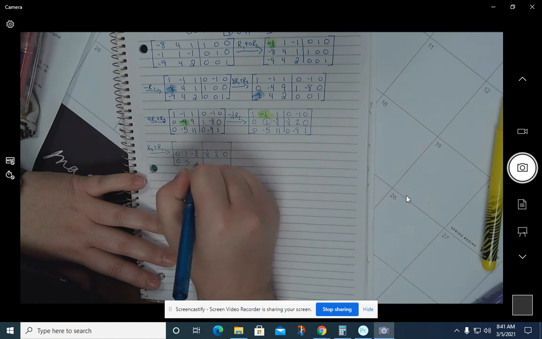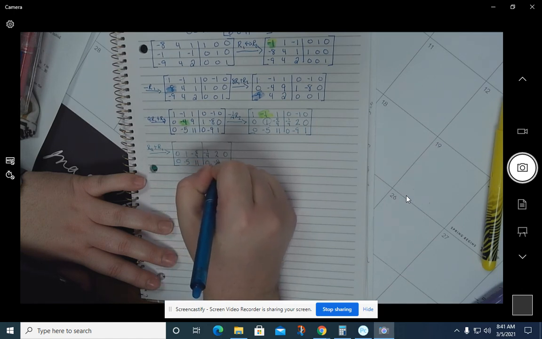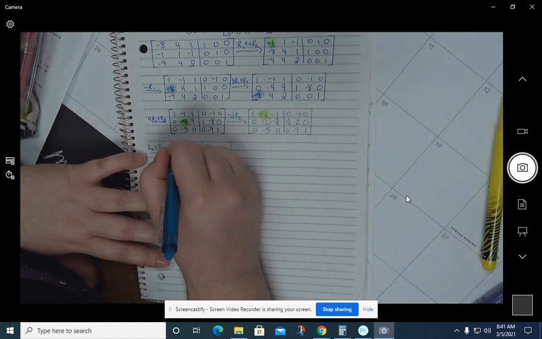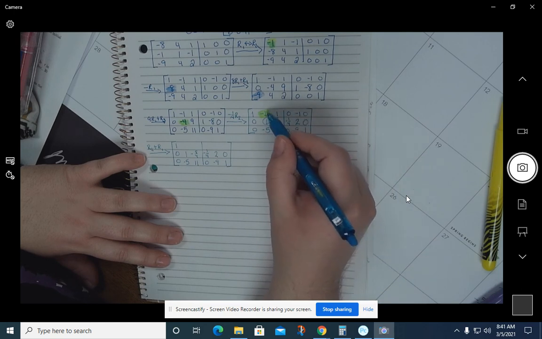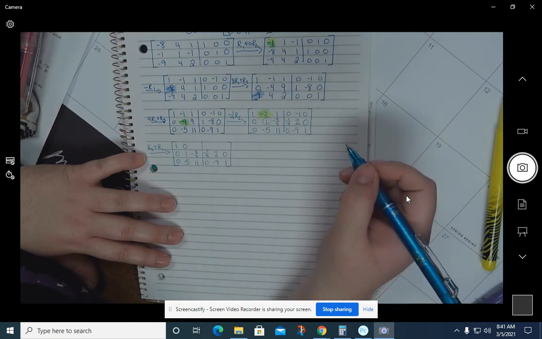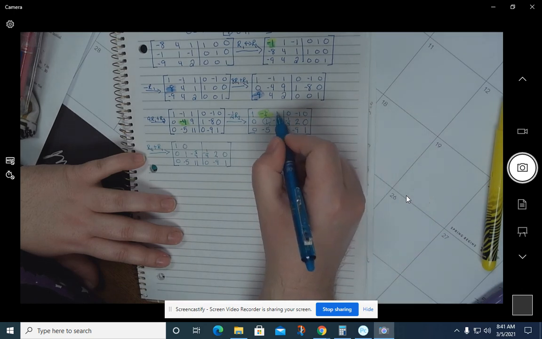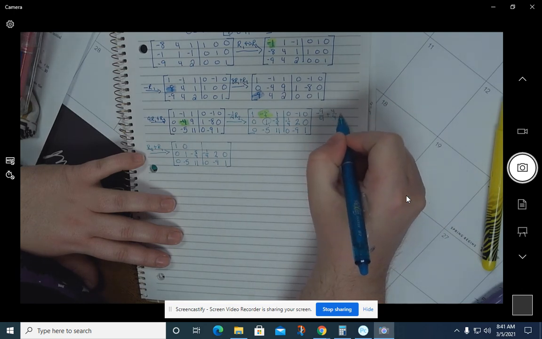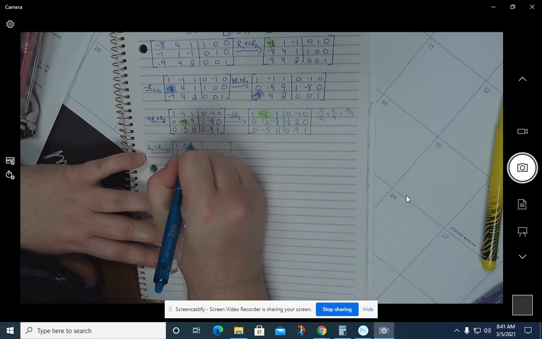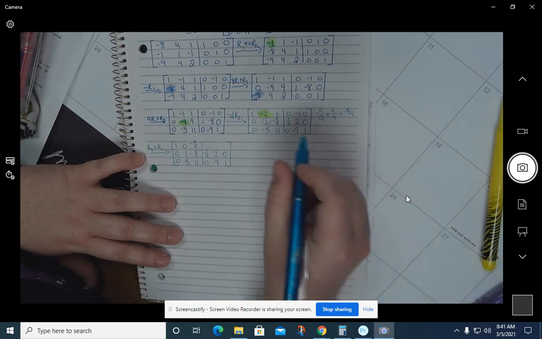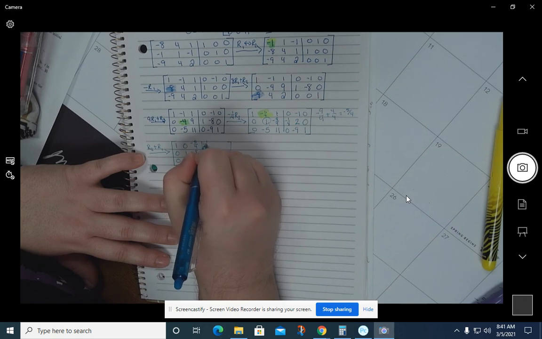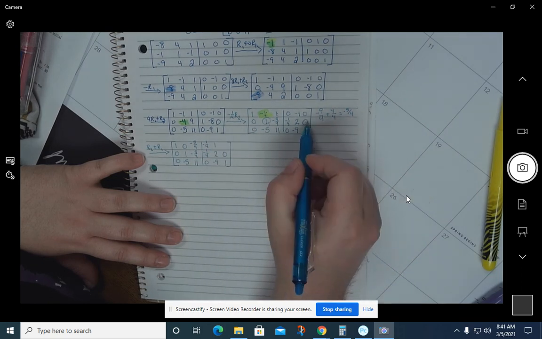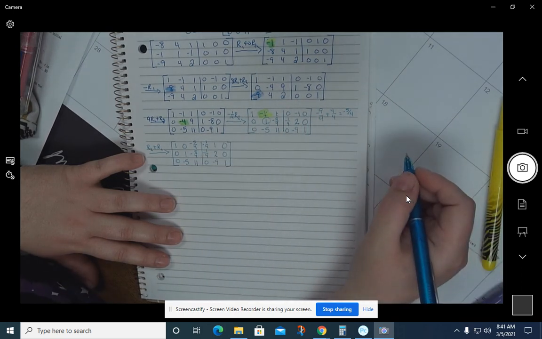Row 3 stays the same. Row 1, okay, well, 0 plus 1 is 1. 1 minus 1 is 0. Negative 9/4 plus 1. Okay, well, negative 9 over 4 plus 4 over 4, which is 1, would be negative 5 over 4. Negative 1/4 plus 0 is just going to be negative 1/4. 2 minus 1 is 1. And 0 plus 0 is 0.